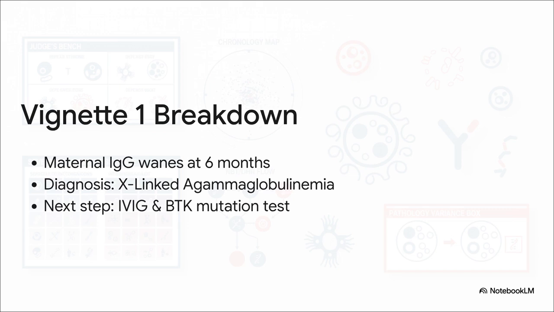Let's break that down real quick. The timeline fits perfectly, right? Maternal IgG waned around 6 months, leading to a severe infection in a male patient. The physical exam showed no tonsils, but the ultimate signal was the flow cytometry confirming exactly 0 CD19 positive B cells while maintaining normal T cells. The diagnosis is absolutely X-linked agammaglobulinemia, or Bruton's. The definitive next step here is to initiate monthly intravenous immunoglobulin, IVIG, and test for that mutated BTK gene.